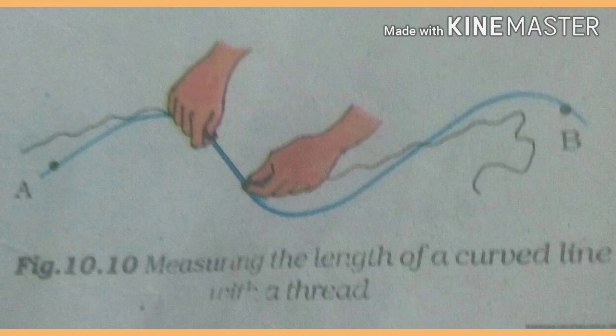You have to take a thread, put a knot at one end of the thread and keep the thread along the curved line. Keeping it taut with your fingers and thumb, hold the thread at one end of the point with one hand. Using the other hand, stretch a little more portion of the thread along the curved line. Go on repeating this process till you reach the other end of the curved line. Mark the other end of the thread where it reaches the object or where you got the measurement, and measure the thread using a scale.